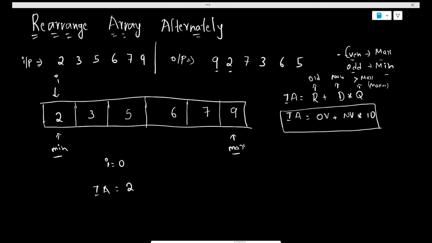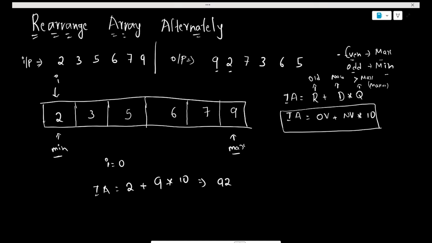The old value is the value which is pointing to I. And what's the new value? New value differs from even or odd. Whenever it is even, max is taken. Whenever it is odd, min is taken. That's it. 2 plus, what's the new value? It is 0's index, so max. 9 into 10. So the intermediate value is 92.